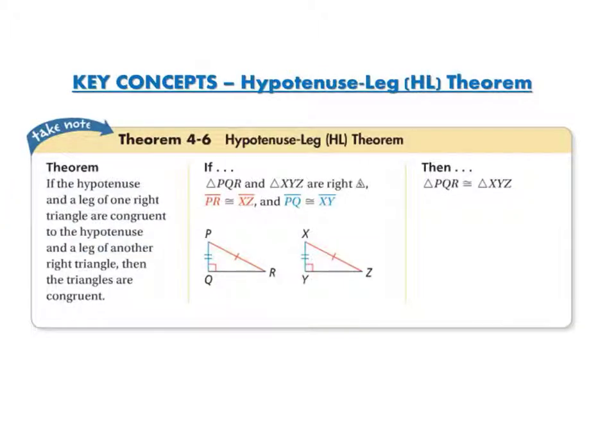The hypotenuse-leg theorem states that if the hypotenuse and a leg of one right triangle are congruent to the hypotenuse and a leg of another right triangle, then the triangles are congruent. So if you look at those two triangles, if triangle PQR and triangle XYZ are right triangles, then PR is congruent to XZ, and PQ is congruent to XY. Then the two triangles are congruent.